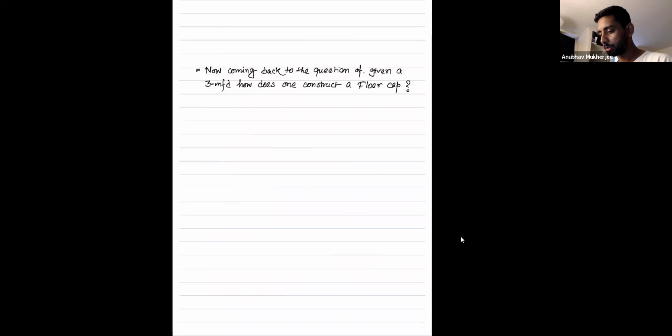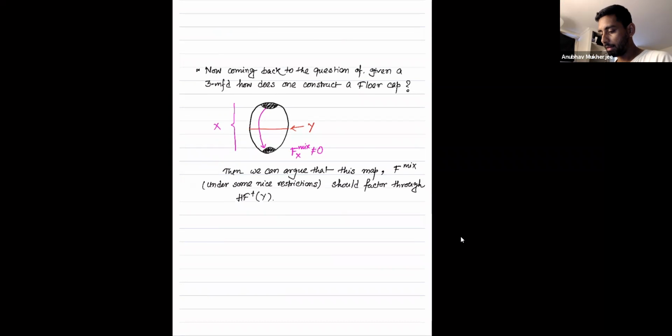Now come back to this idea of the Floer cap. The idea is the following: if I have a closed four-manifold X such that this mixed map in the first place is non-trivial, and I know that my interesting three-manifold is sitting in X in this separating way, then I can argue under some certain condition that this mixed map should factor through the HF plus of Y, and that might help us construct this Floer cap. So this part will in that case be a cap of Y.